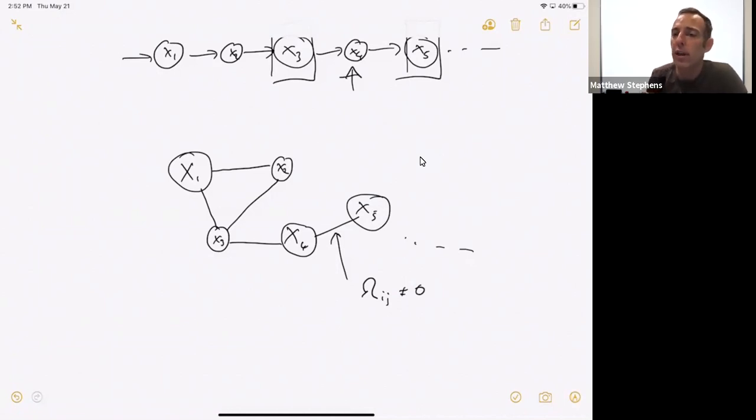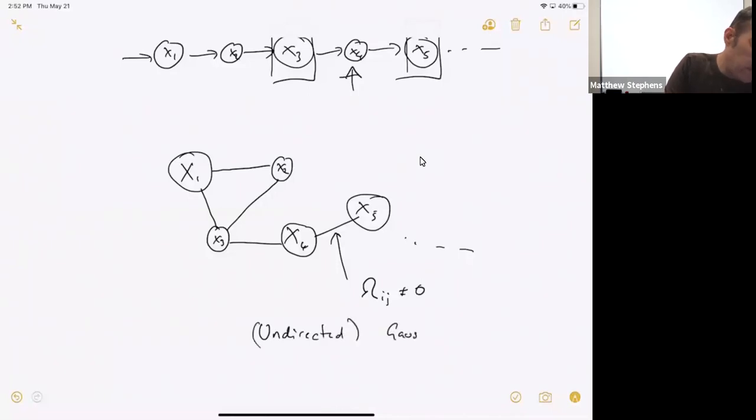Now, of course, in general, we don't know what omega ij is. We're given data, so we get observations, and people try to infer from the data which elements of omega ij are non-zero, and they interpret those non-zero elements as meaning that those two nodes are connected in a graphical model. These are sometimes called undirected Gaussian graphical models.